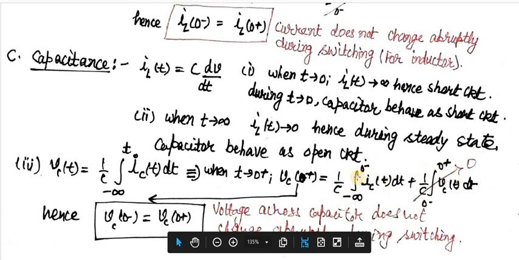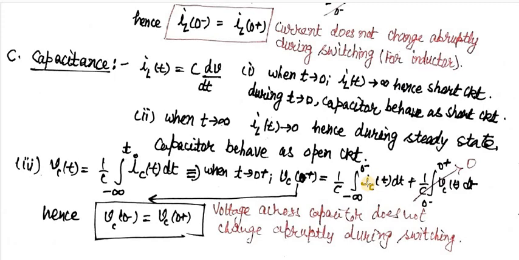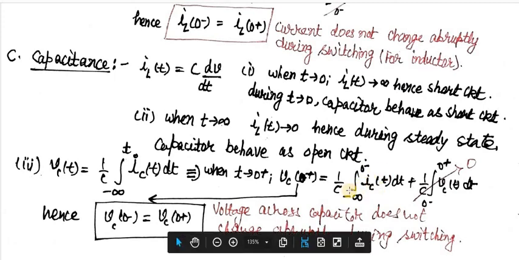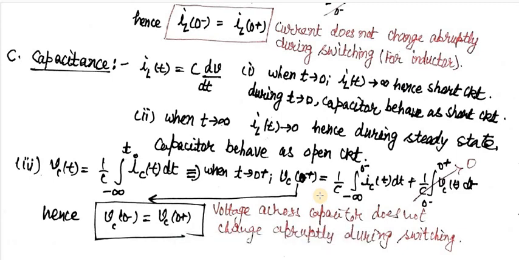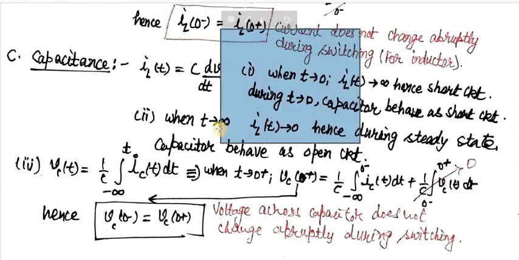And what is the first part? This is the initial condition, the voltage across the capacitor when t equals 0 negative. So VC(0 positive) is equal to VC(0 negative). Hence, when we talk about the capacitor during switching, the voltage does not change abruptly across the capacitor. I repeat, voltage across a capacitor does not change abruptly during switching. I hope you understand this.